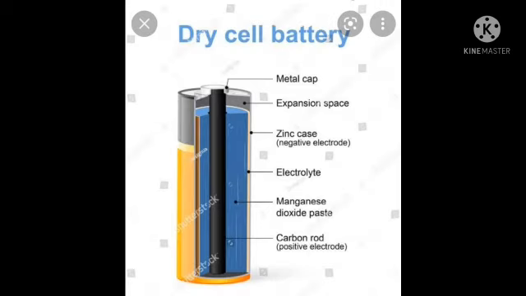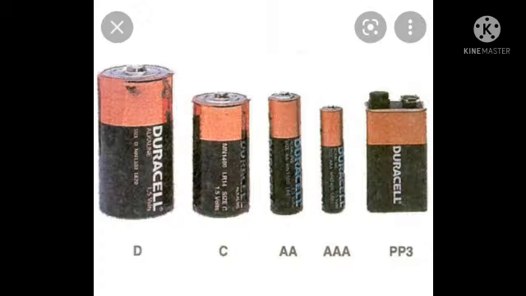So let us learn about the dry cell. Dry cells are used in our radio sets, wall clocks, and torches. Dry cells are available in 3-4 sizes. As you can see in the above slide, the sizes of the batteries or cells are different, and according to its size it is used at different places. According to its use it is placed.